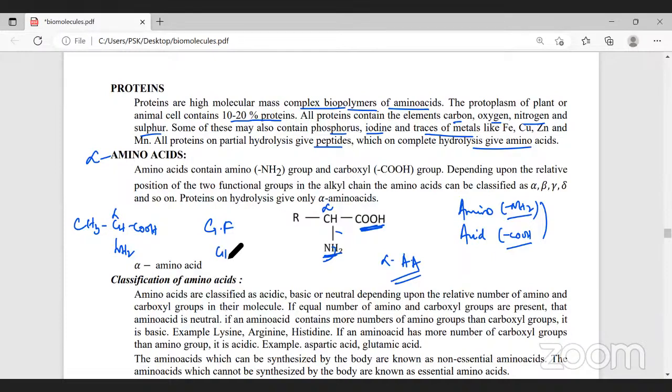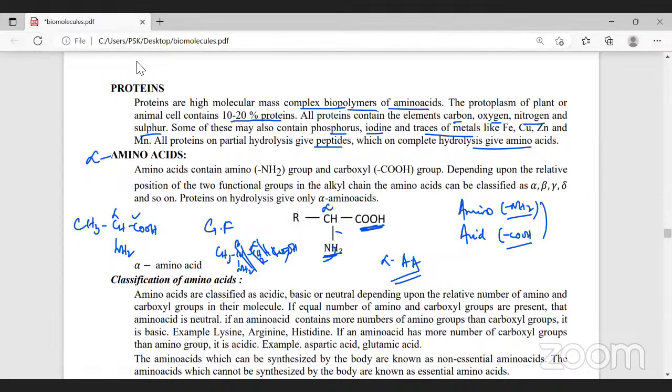If I write an example like CH3, CH, NH2, CH2, and CH2 and COOH, this is alpha carbon atom, this is beta. At beta position, we have NH2. So this is beta amino acid. So proteins do not contain beta, gamma, or delta. So proteins are made up of only alpha amino acid.